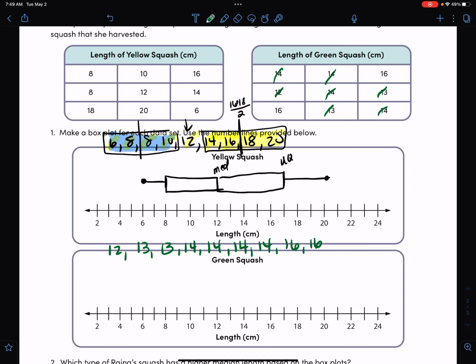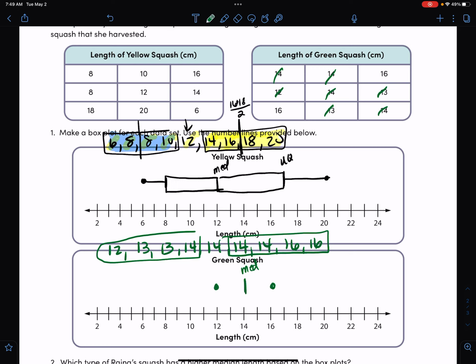So I'm going to find the median of that. So here is 4 over here. Here is 4 over there. My median is 14. So that's my median. Then I'm going to go to 16 for my highest number. Dink. And my lowest number is 12. Dink. This data is really close together.